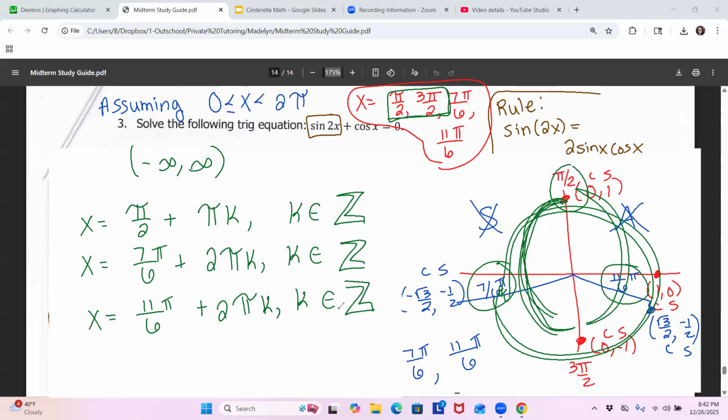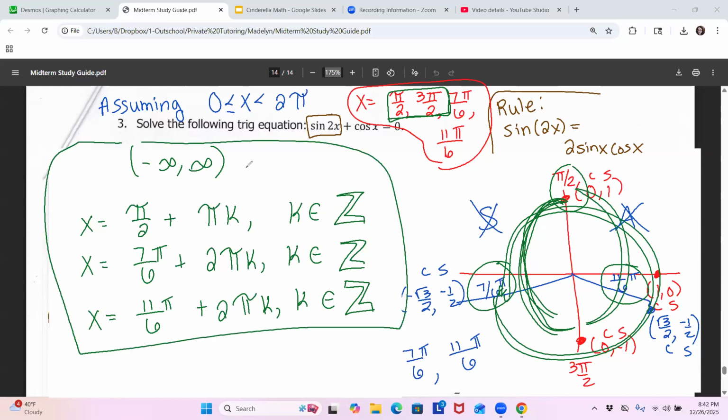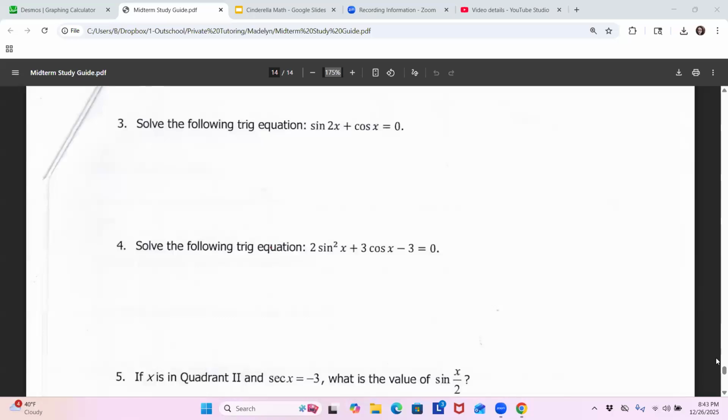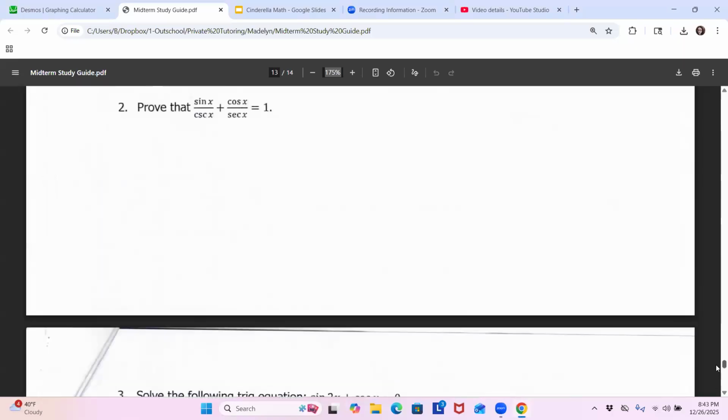Okay. That's if it was for negative infinity to infinity. That's all the possible answers ever. The red answers are assuming that you're just solving on the unit circle. This did not say, so I showed both. Okay. Number 4. See, this one doesn't say either. That's annoying. Sorry.